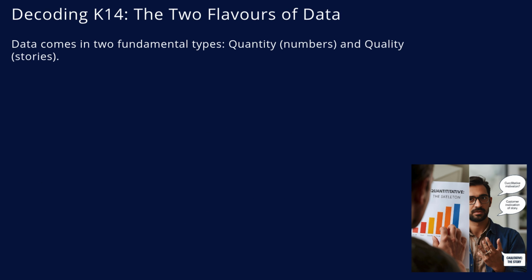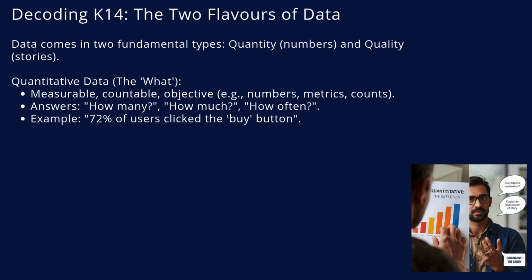Let's decode the key terms in K14 because they represent the two fundamental flavors of data that you will work with throughout your career. First, we have quantitative data. Think quantity. This is any data that can be expressed as a number. It's measurable, countable, and objective. It is brilliant at answering questions that start with how many, how much, or how often. A quantitative fact is something like, our website had 10,000 visitors last month, or 35% of support tickets were resolved within 1 hour. It gives you the hard numbers.